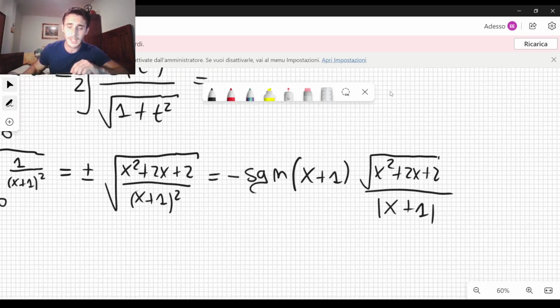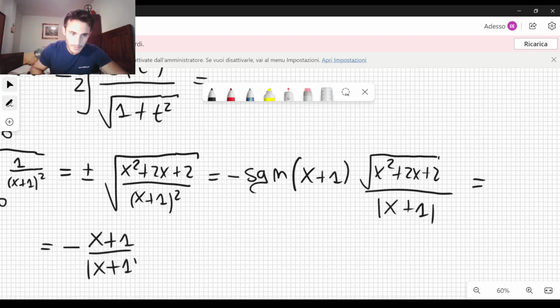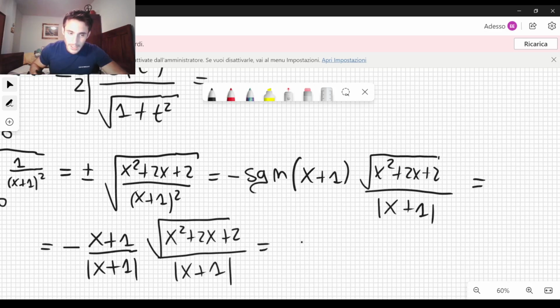Now you can rewrite the signum function using its definition. The signum of x plus 1 is equal to the function itself, x plus 1, divided by the absolute value of the function itself, the absolute value of x plus 1. This is the signum of x plus 1 by definition. Then you have the square root of x squared plus 2x plus 2 divided by the absolute value of x plus 1. Now you can easily see that you get minus (x plus 1), and then we divide by the square of the absolute value of x plus 1.